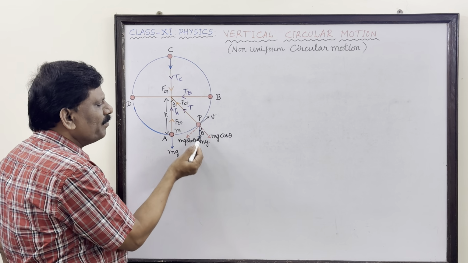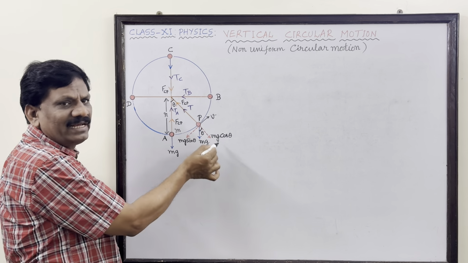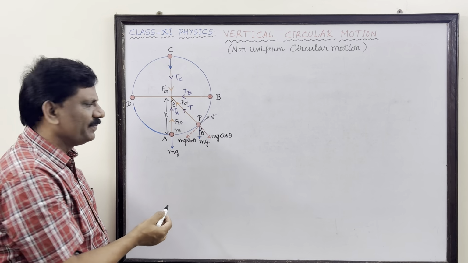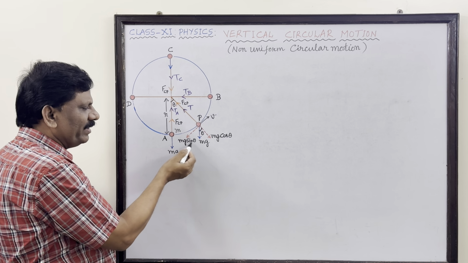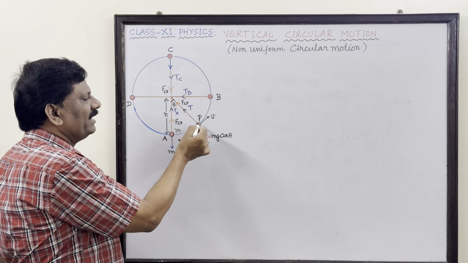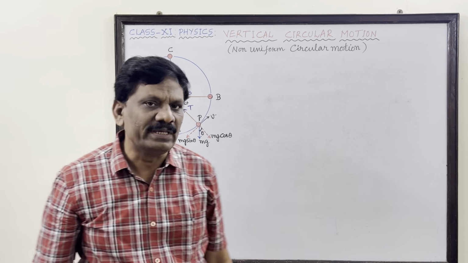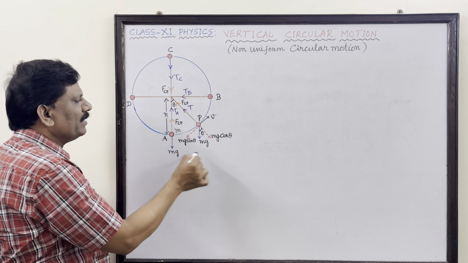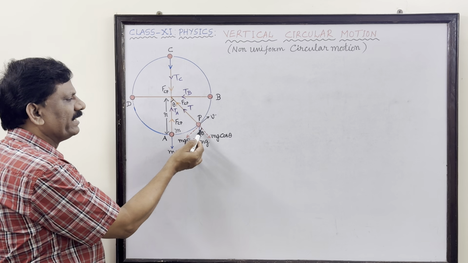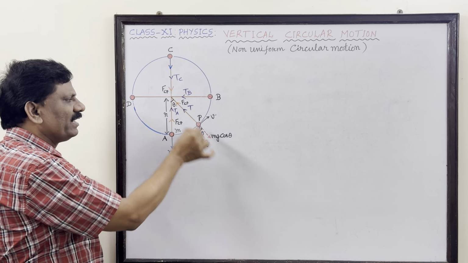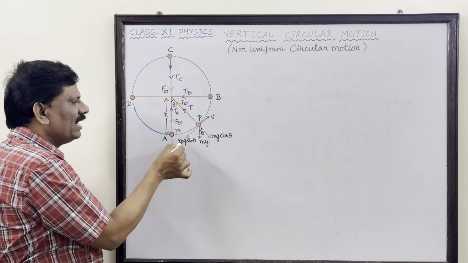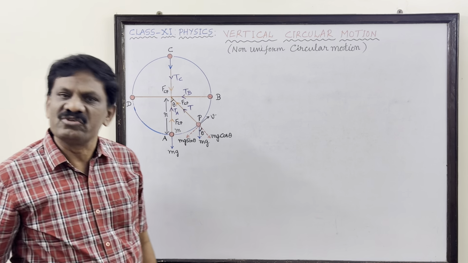Now I am going to resolve this weight mg into two components. So this mg makes an angle theta with the direction of the radius vector. So the component along the radius vector is mg cos theta, and the perpendicular component will be mg sin theta. Okay, so v is the velocity of the object at this point P. So look at the position P once again, children. The weight of the body is acting vertically downwards. It subtends an angle theta with the direction of the radius vector. So I resolve this into mg cos theta along the string and mg sin theta perpendicular to the string.